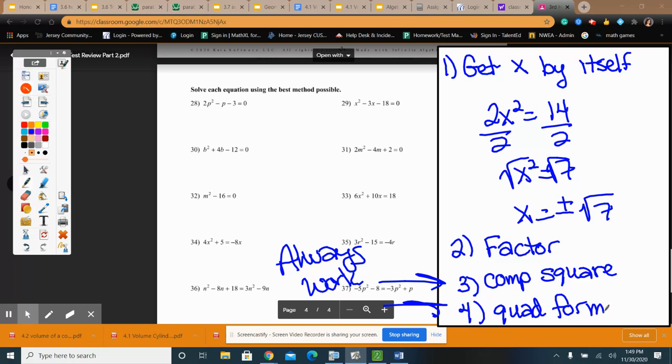Now, of those two, completing the square is the easiest to solve, but quadratic formula is probably the easiest to do. Because completing the square, like on number 28, I don't want to complete the square for sure, because that b is not even, and then there's a number in front. So if I can't factor it, then I'm going to do quadratic formula. Okay, so those are the methods, and we're going to practice these.